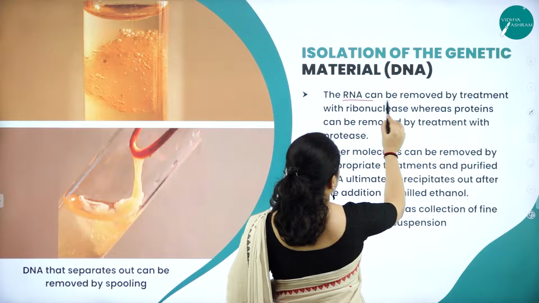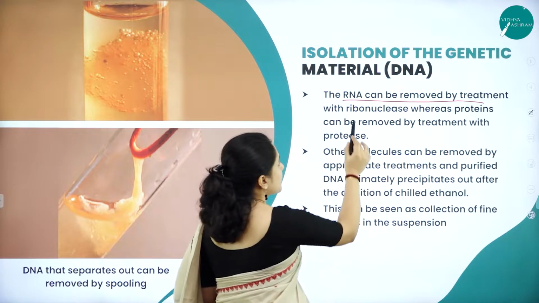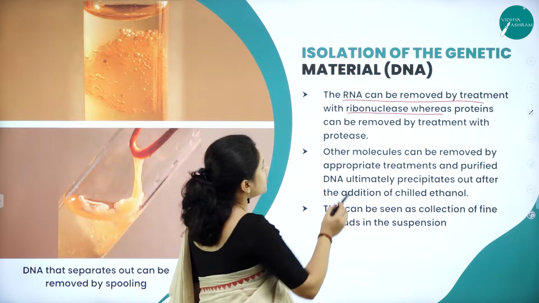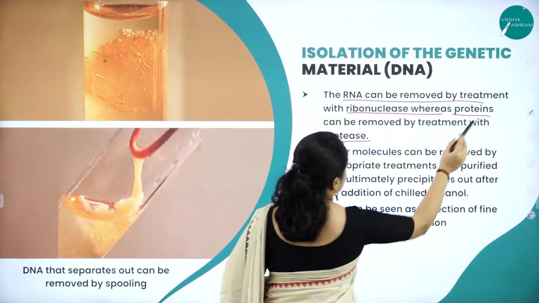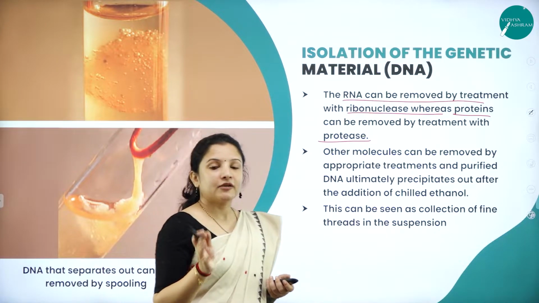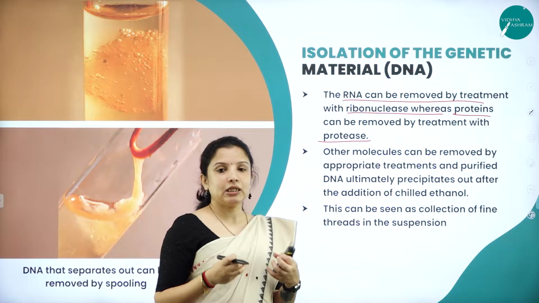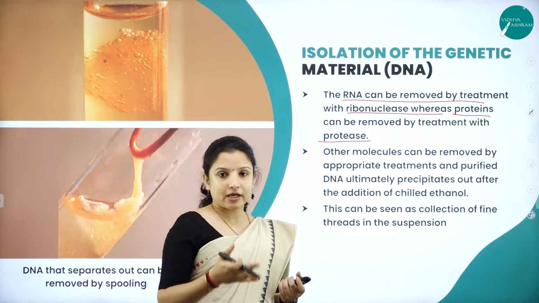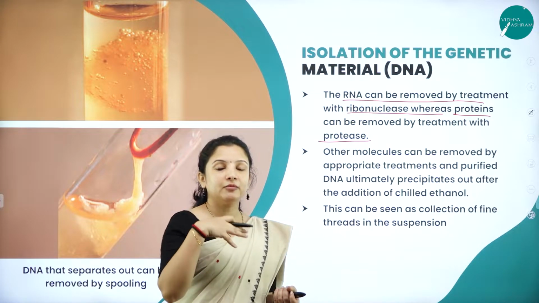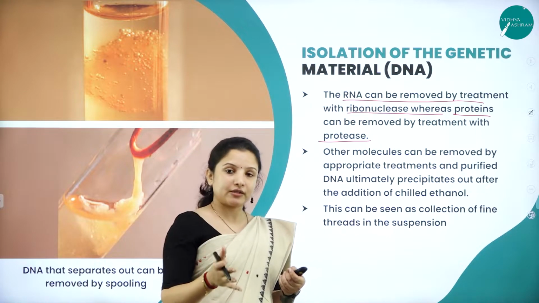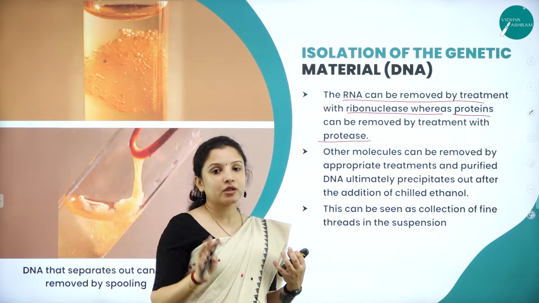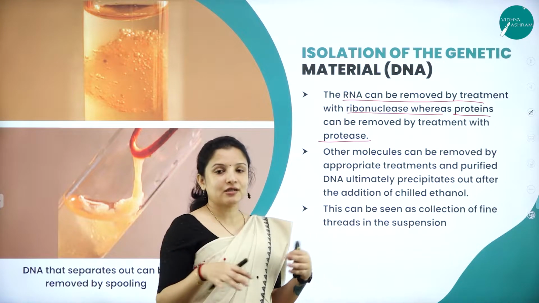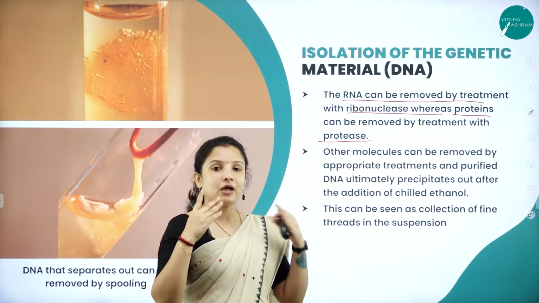The RNA can be removed by treatment with the ribonuclease enzyme, and proteins can be removed by treatment with the protease enzyme. If you treat the isolated DNA with ribonuclease, then the DNA strand will be free of RNA. After that you need to treat it with the protease enzyme, so that it will be free of protein. So that is how you have removed RNA and protein.